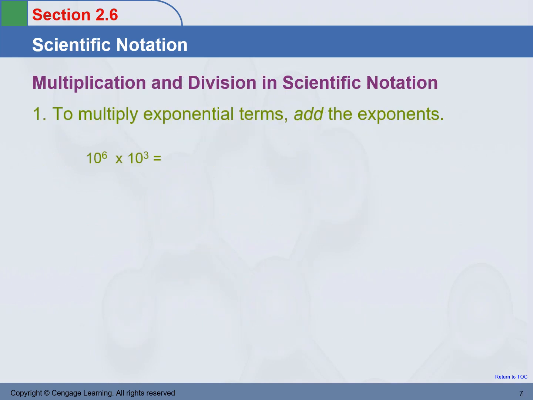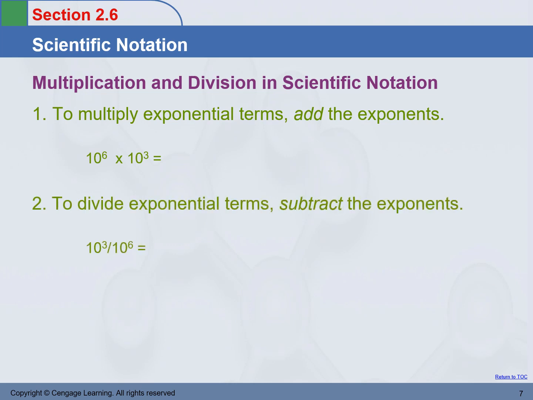Multiplication and division in scientific notation. When you do multiplication, you add the exponents. So this one becomes 10 to the power of 9. 6 plus 3 equals 9. To do division, you subtract the exponents. This one is 10 to the power of 3 minus 6, which is 10 to the power of -3.